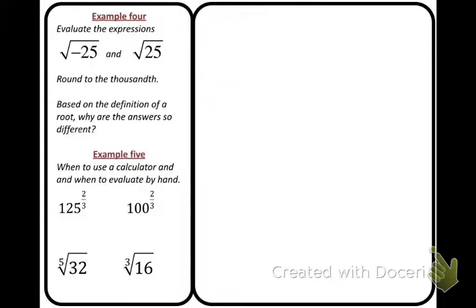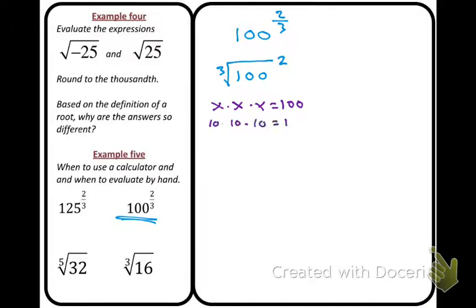Let's look at the second one. We have 100 to the 2/3 power. Right, we have our powers and we have our root. So we have the cube root of 100 raised to the second power. Initially, is there a number times a number times a number that equals 100? If you do 10 times 10 times 10, that's way over 100. That's going to be 1,000. 100 times 10 is already over. So we don't have any numbers that can multiply there.